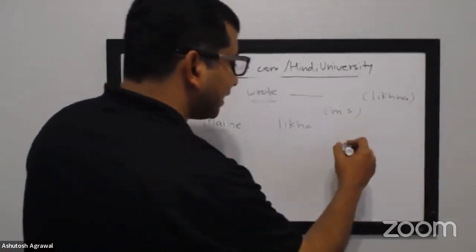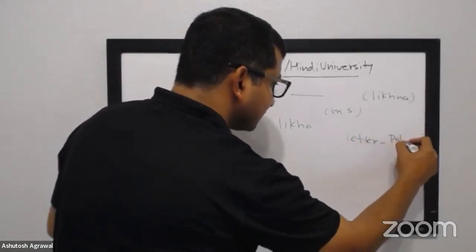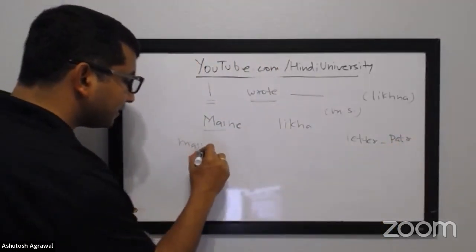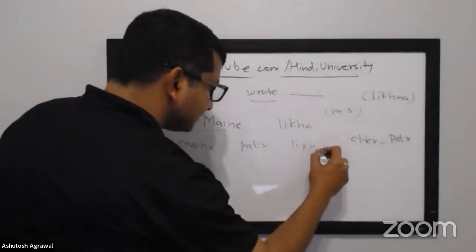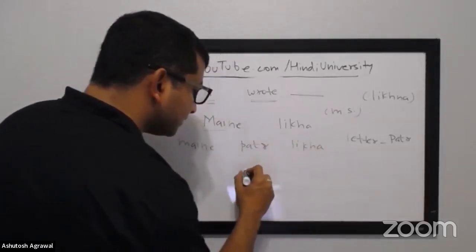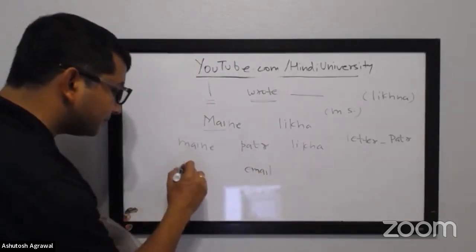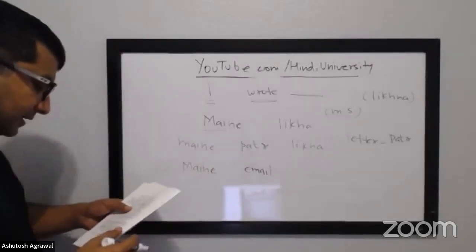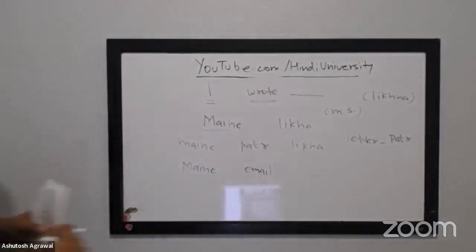Okay. Let's say now it's a letter. Letter is patra. Patra is masculine singular. So you and I will say the same thing. मैंने patra लिखा. Okay. Let's say you and I both wrote an email. Email is considered feminine singular. You will say मैंने email. It can be written both ways, but okay. Say it. मैंने email.